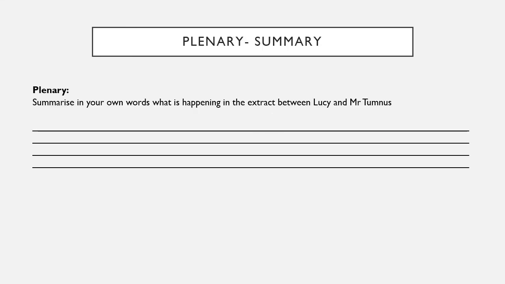Okay then, what I'd like you to do to finish the lesson is I would like you to complete a summary based on what do you think is happening in the scene between Lucy and Mr. Tumnus. So this is not just the opening moments that we've been focusing on in the previous task. This is from the start of the scene to the end of the scene. What is the situation between Lucy and Mr. Tumnus? Sort of how does the scene progress? So you're going to summarize in your own words what is happening.